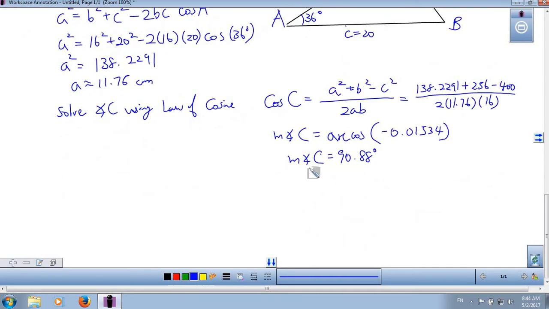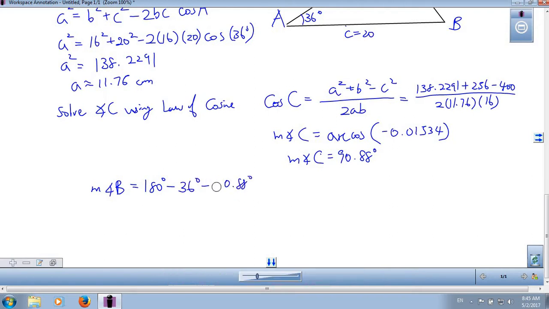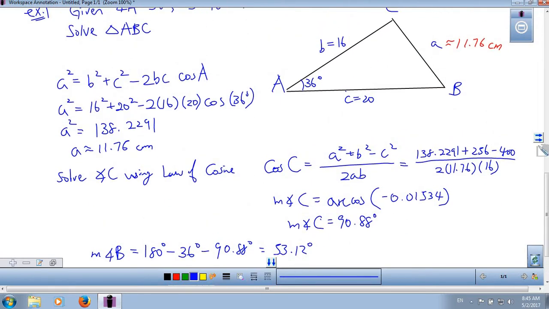Alright, so once we got the measure of angle C as 90.88 degrees, we can go ahead and solve for the measure of angle B just by taking 180 degrees minus the 36 degree angle A and minus 90.88 degrees for angle C. It came out to be about 53.12 degrees. So now we have solved all three angles. We have solved the triangle, we have found the two missing angles and the missing side. So this is 53.12 degrees and 90.88 degrees.